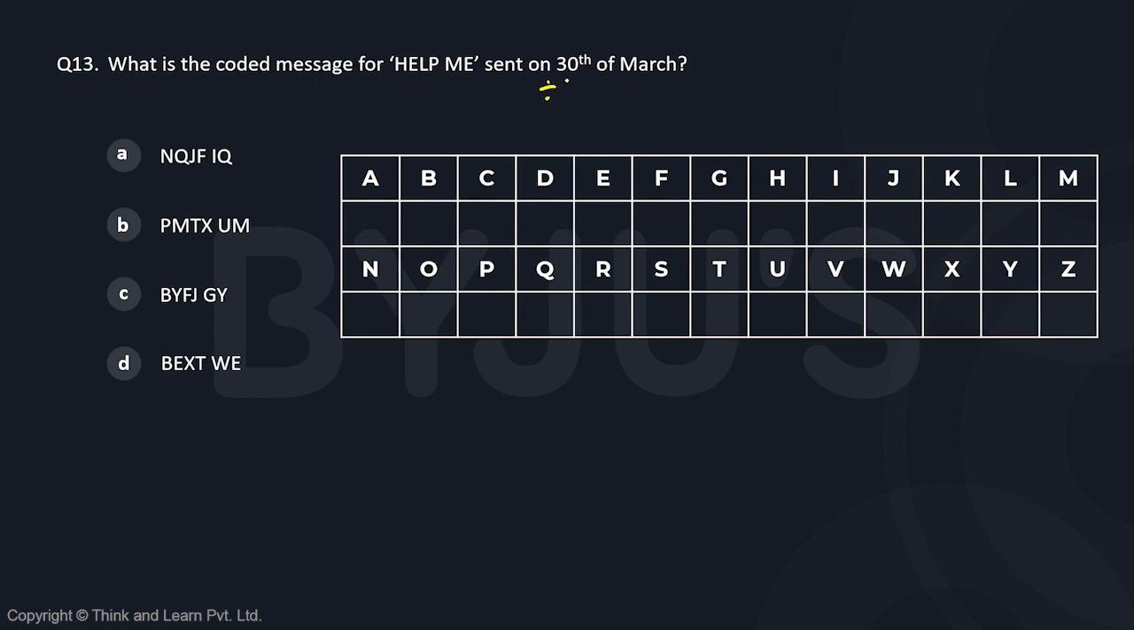Now 30 when divided by 5 gives us the remainder as 0, and 0 is to be considered as 5 as the remainder. So we will start with the fifth vowel, which is A, E, I, O, U. So this is our first letter in the series now instead of A. And March is our third month of the year. It's odd, so it should be considered in the same sequence from left to right.